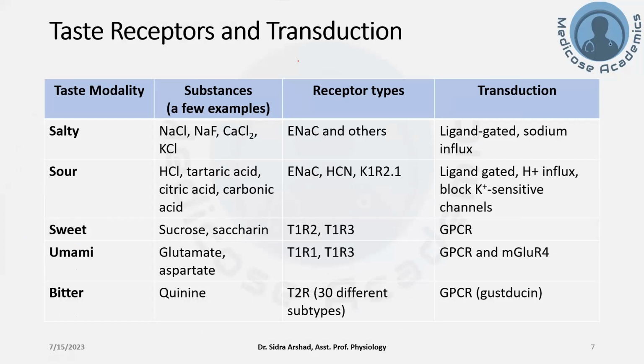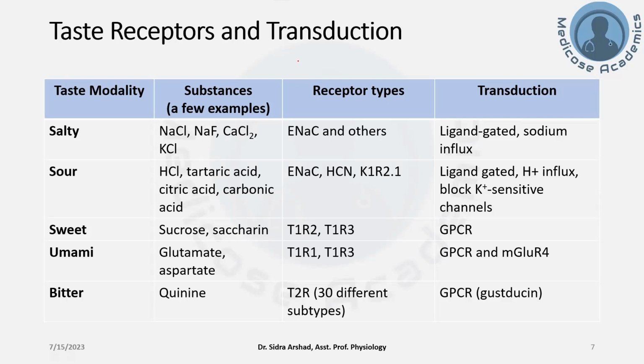So let's look at the taste modality and a few examples of the common substances which are perceived as that specific taste. And then we are going to look at the receptor types for that taste modality and the mechanisms of signal transduction which are going to occur when these receptors are activated.